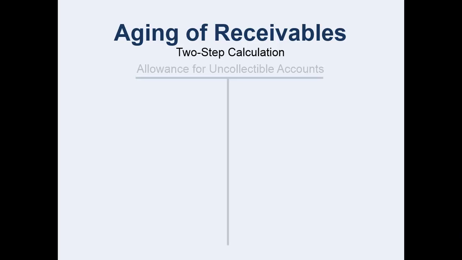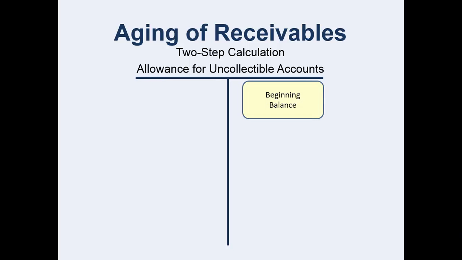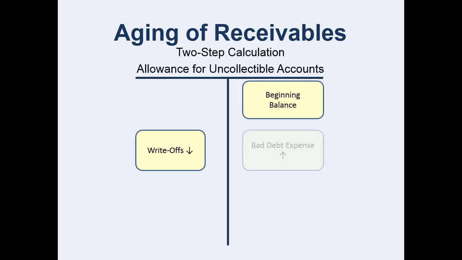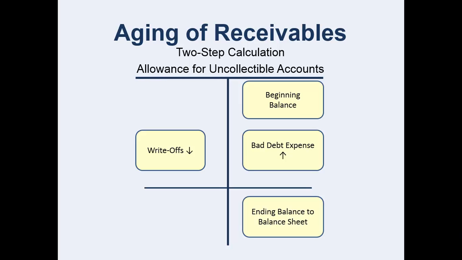So the aging of receivable is a two-step calculation. First, let's look at a T account, allowance for uncollectible accounts. This is a contra asset to accounts receivable. It is a permanent account, so it will have a beginning balance. Write-offs will decrease the allowance account because this is what it's used for. Bad debt expense is what increases the allowance account. And of course, if it has a beginning balance and it's a permanent account, it will have an ending balance also.